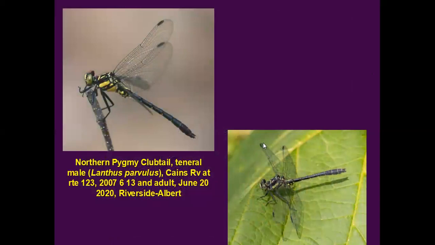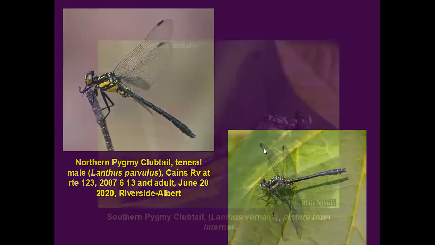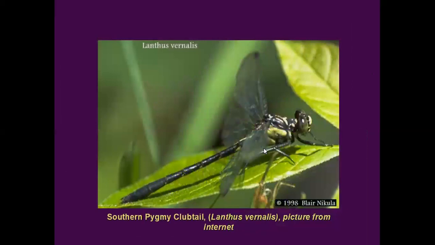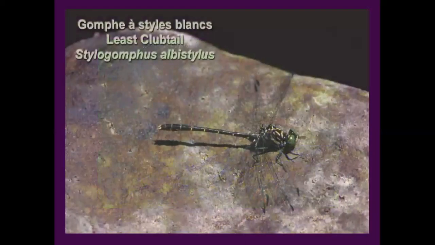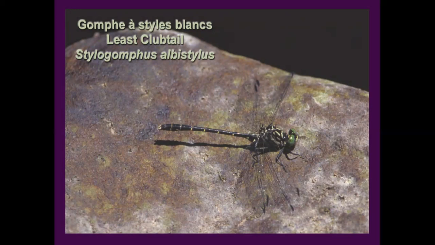Here are a couple of species that are quite small. So our smaller species of clubtails, the northern pygmy clubtail and the southern pygmy clubtail, which so far is only known from New Brunswick and Nova Scotia in Canada. So it's a pretty rare species in Canada, the southern pygmy clubtail. The least clubtail is quite tiny, and it can be told by its little white claspers at the end of the tail.